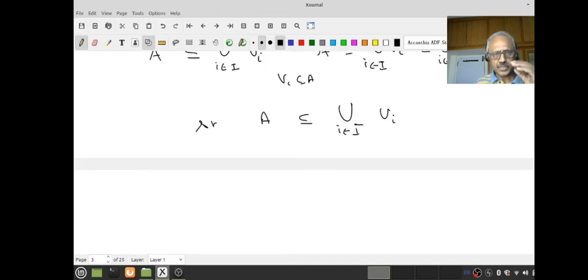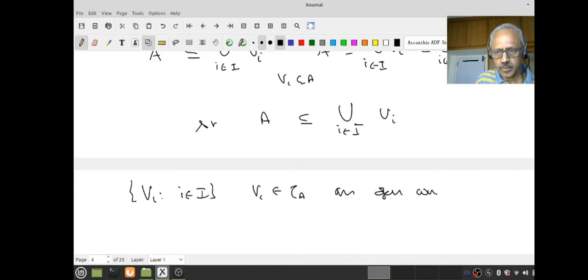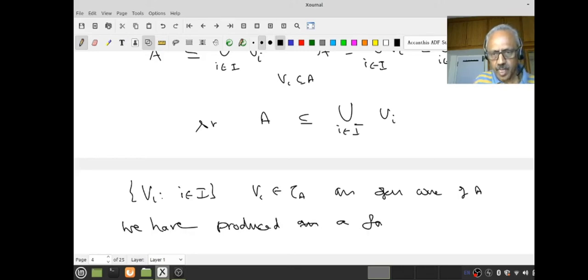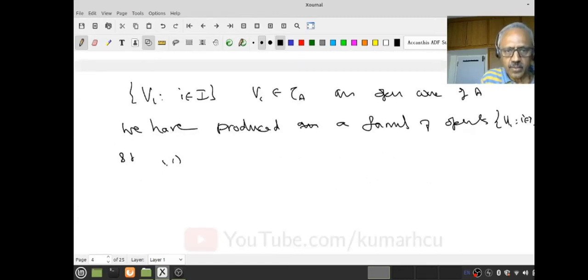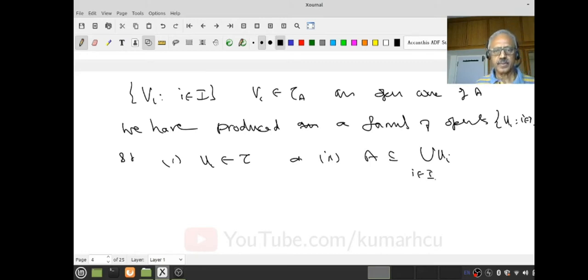You follow that? So given an open cover {V_i}, i in I, each V_i in tau_A, an open cover of A, we have produced a family of open sets {U_i}, i in I, such that one, the U_i are in tau, that is, open in X, and two, A is a subset of the union of U_i. Yeah, this is what you have done. Pause, review.